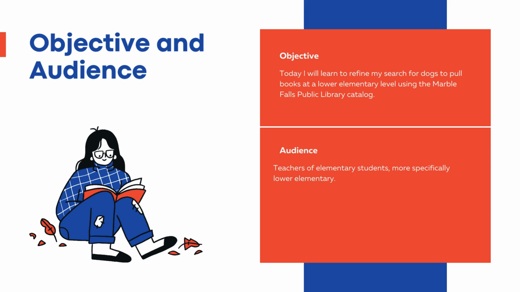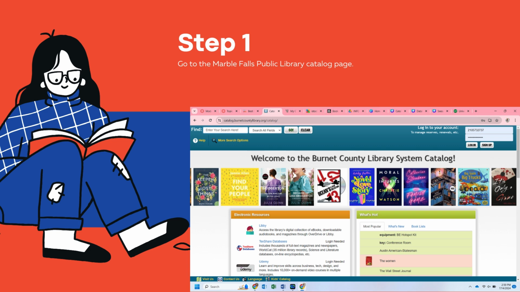Our objective and our audience. First, our objective today is that I will be able to learn to refine my search for dogs to pull books at a lower elementary level using the Marble Falls Public Library catalog. The audience is elementary teachers, but more specifically, lower elementary teachers.